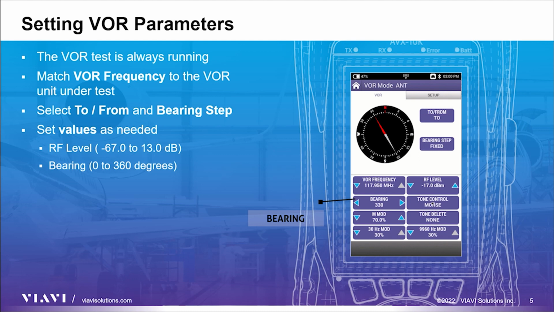Selectable values are dependent on whether the bearing step mode is set to either fixed or variable. In fixed mode, the values will increment or decrement by 30 degrees. In variable mode, the bearing step size can be adjusted by clicking in the center of the control. The values can then be modified down to 1/10 of a degree.